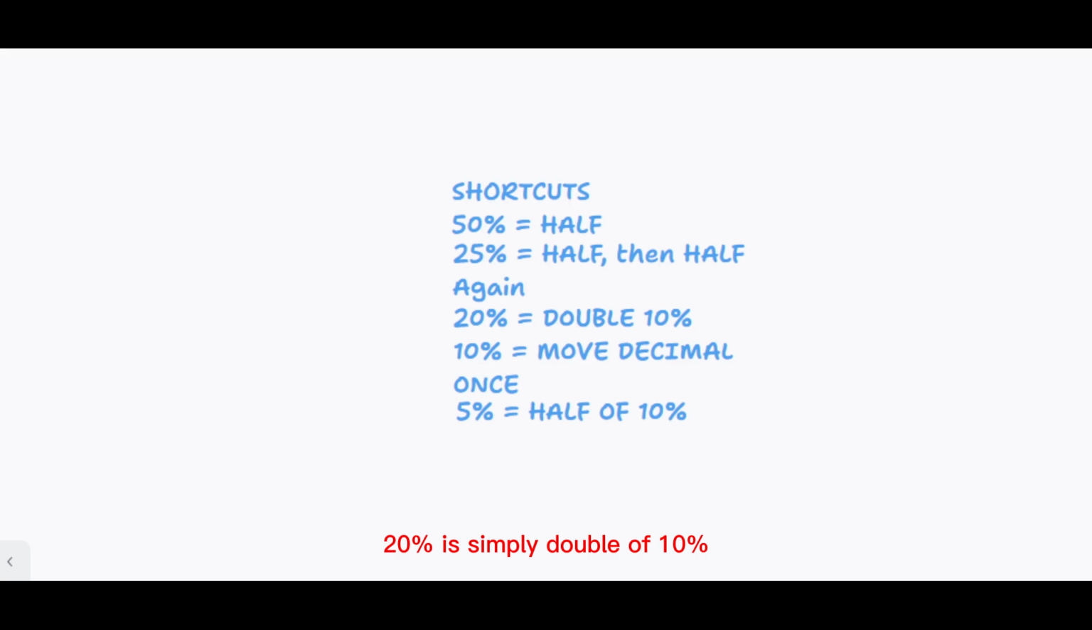Shortcut number 3. 20% is simply double of 10%. Shortcut number 4. 10% is simply moving the decimal point one place to the left. And here is a bonus shortcut. 5% is simply half of 10%.